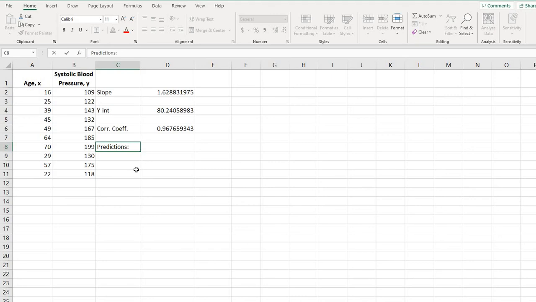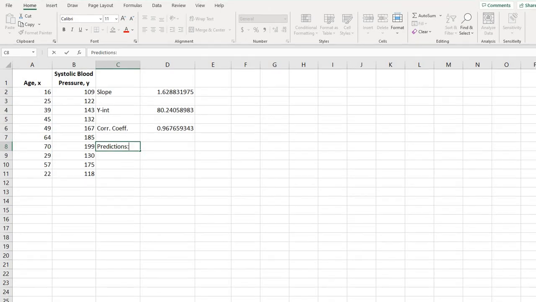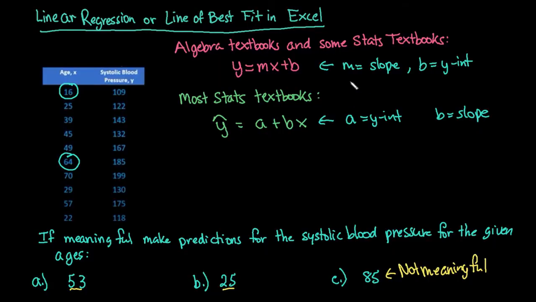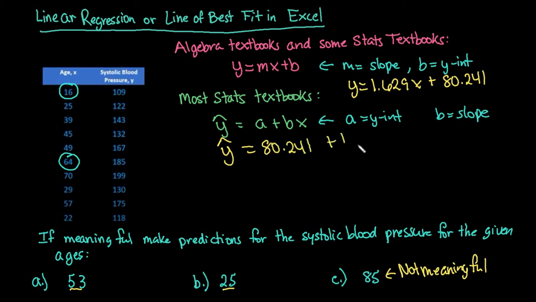Make sure that, especially if you're working in an online homework platform, that you read very carefully what place they want you to round to. Usually it's three or four decimal places. So if you are in an algebra class, you would write this out as y equals 1.629x plus 80.241. If you're in a stats class where you're using this formula, you would write it out as y hat equals 80.241 plus 1.629x.